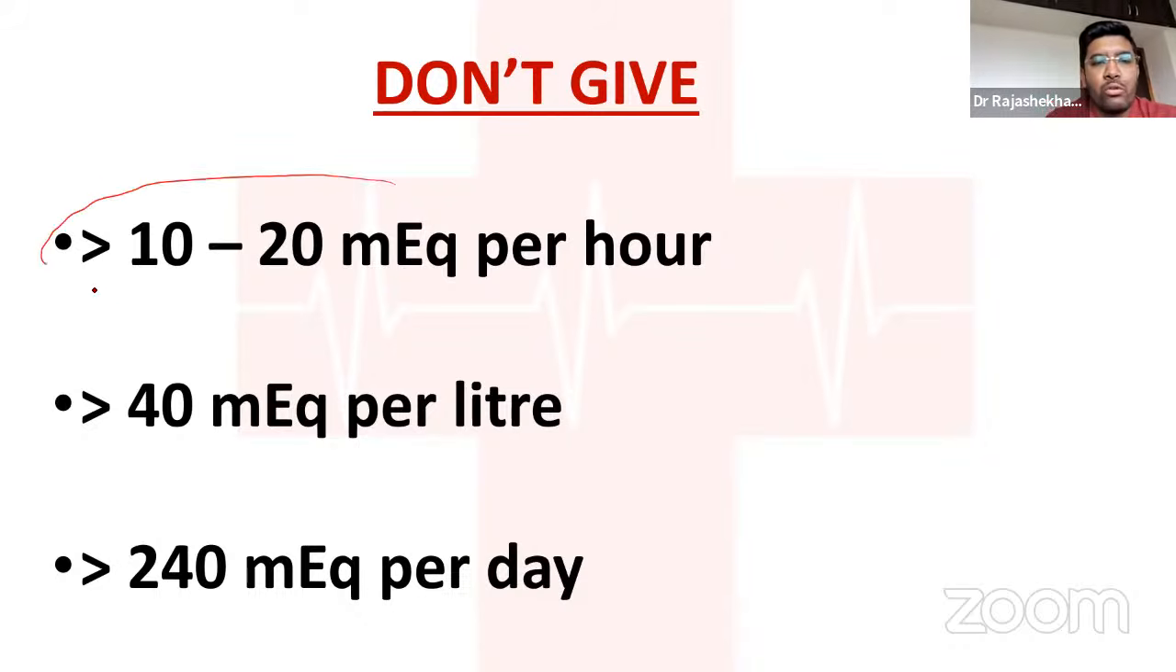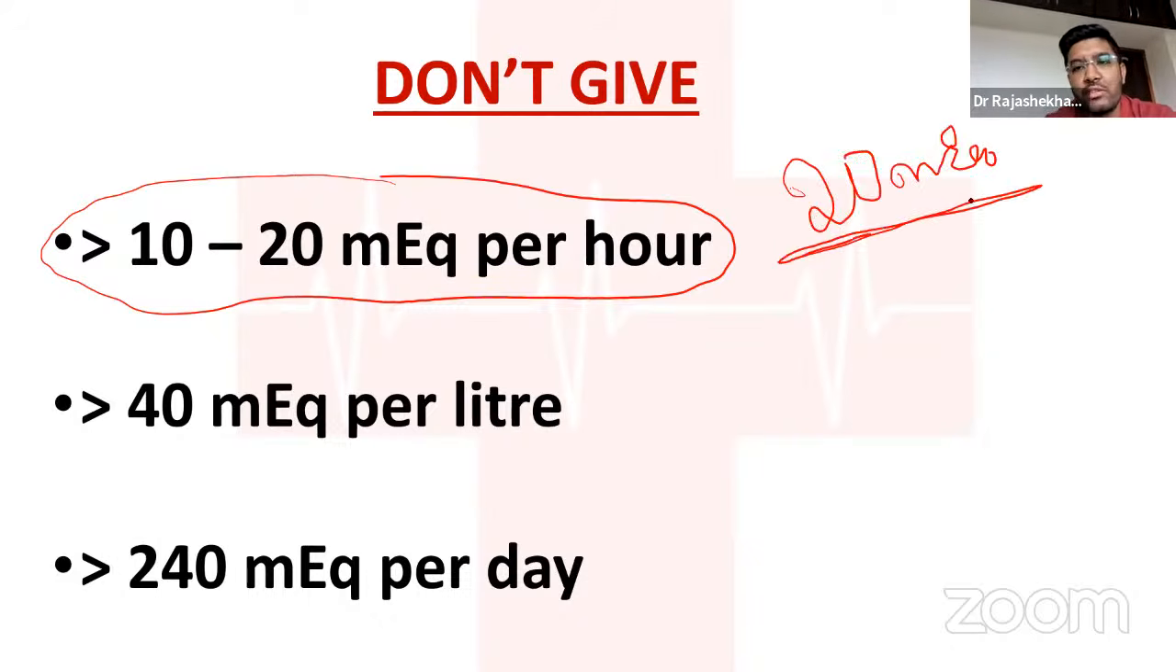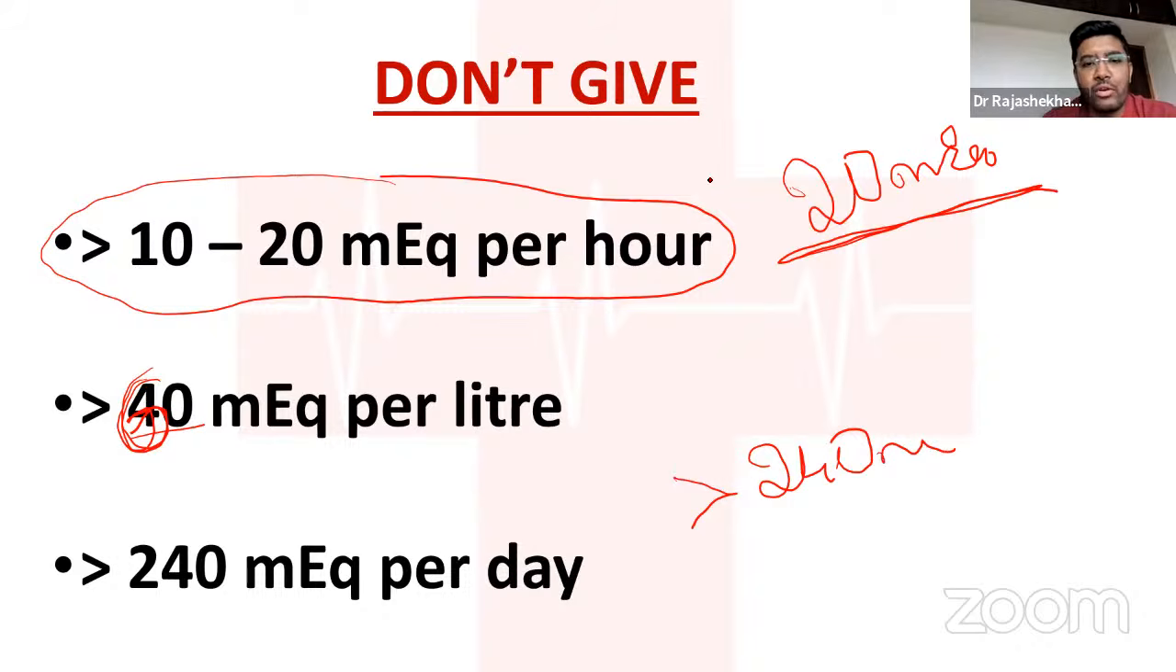You should not give above 20 milliequivalents per hour. Per hour, it should not be more than 20 milliequivalents as a rule. And per liter, as I told you, it is 40 or sometimes 60. Per day, it should not be more than 240 milliequivalents. If at all you are giving about 20 milliequivalents per hour in a life-threatening condition, you need to prefer a central venous catheter or a large peripheral vein.